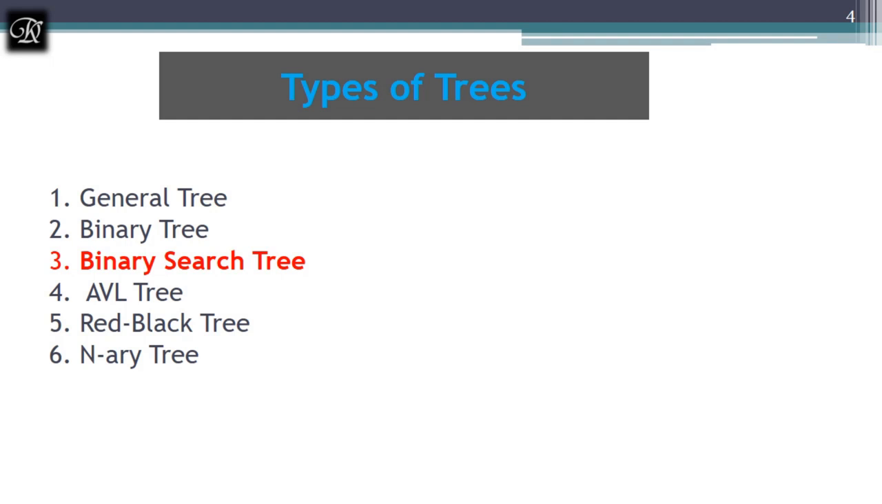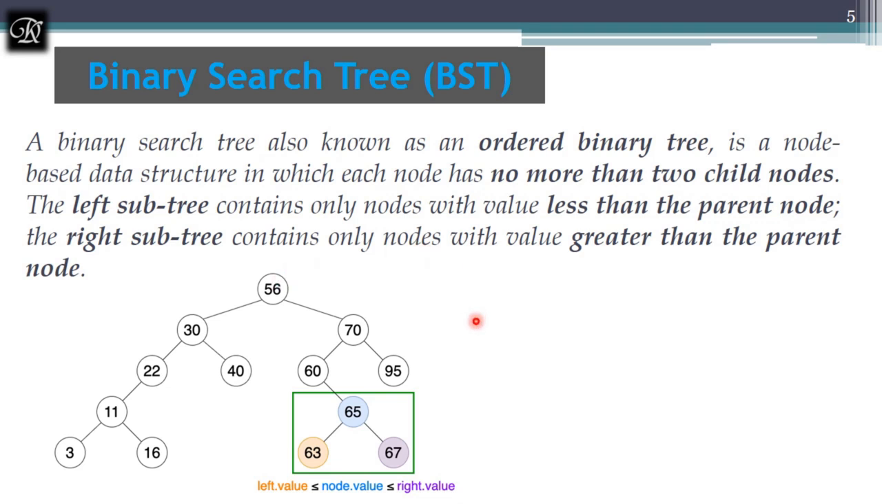Let's see how many types of trees there are. There are 6 types of trees, and we are going to concentrate on the binary search tree according to the question. We'll see what a binary search tree is all about. The binary search tree is also known as an ordered binary tree. It is called an ordered binary tree because it is going to have the numbers in order, and it is a node-based data structure in which each node has no more than 2 children.